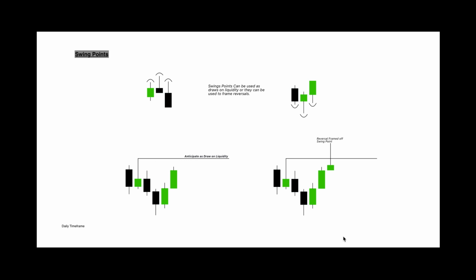I can also use swing points to frame reversals. For example, on the right hand side, we have a swing high, price moved higher to sweep that swing high, and closed below it. So we could then anticipate for our next candle to print lower to form a reversal towards the downside.